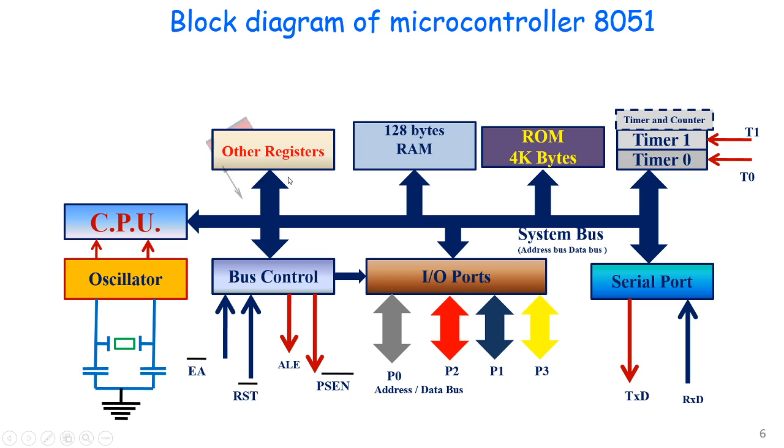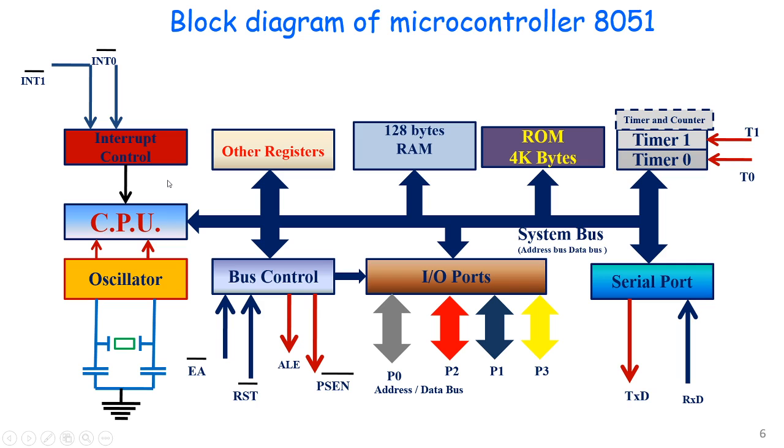Other registers: special function registers, there are 21 special function registers, and these are the blocks of that. Interrupt control: the microcontroller has external interrupts INT0 and INT1, timer interrupts timer 0 and timer 1, and there is a serial interrupt. When these get activated, the microcontroller CPU gets interrupted, stops the execution and attends that interrupt. So these are the interrupts related to the central processing unit of the microcontroller.